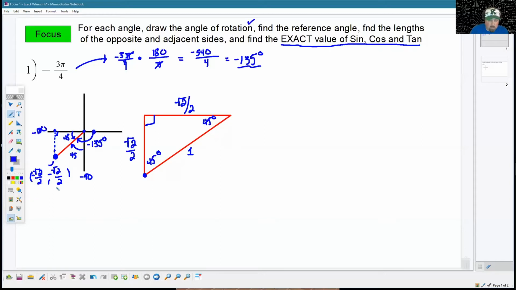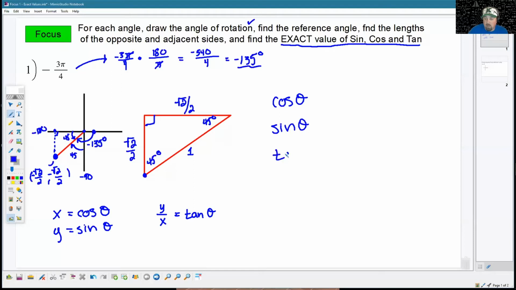So there's the x-coordinate, there's the y, and what we learned is that the x tells us the cosine of our angle of rotation. Y tells us the sine of our angle of rotation, and y over x is how we found what tangent of that angle equals. So let's go up here, label these things, and write down our answers. So let's do cosine, sine, and tangent. So cosine is the x, and the x is negative root 2 over 2.